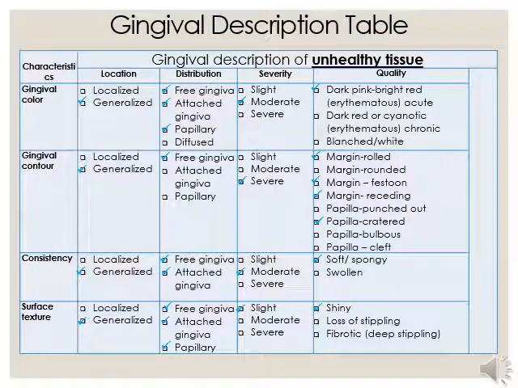This is the gingival description table for my patient. She presented with generalized bright red color of the gingiva, also generalized rolled margins with festoons, and most of the margins were receding. Also, most of the papilla were cratered. For the consistency, it was generalized, soft and spongy, and the texture was shiny.